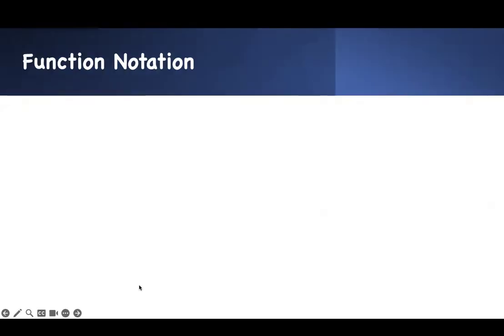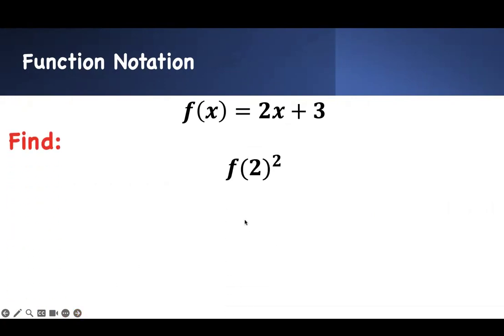Let me show you. First, information in function notation. Easy to mix up. You have a function f of x is equal to 2x plus 3. That means wherever there is x, you're going to put the x value you'll be given. What are we given? F of 2 squared.